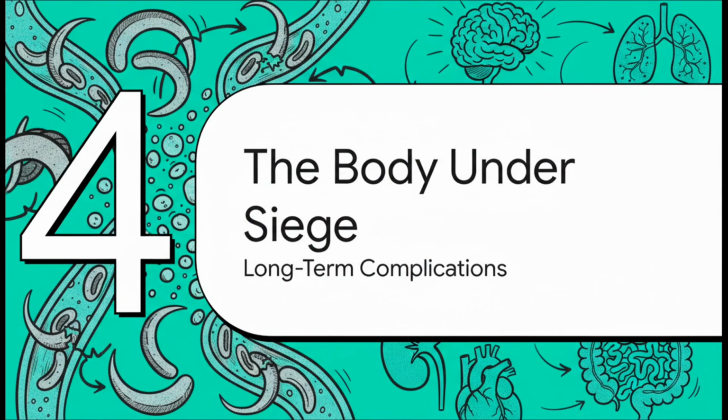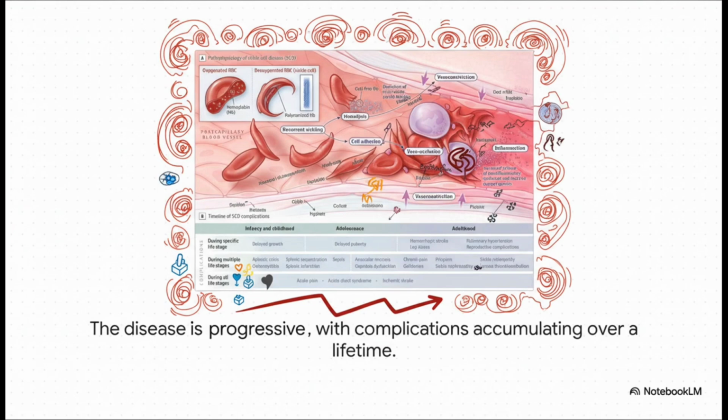Over time, this constant, relentless cycle of blockage and destruction takes a devastating toll. It leads to the slow, cumulative damage across pretty much every organ system in the body. And this timeline really drives home just how progressive this disease is. You can see it starts early.